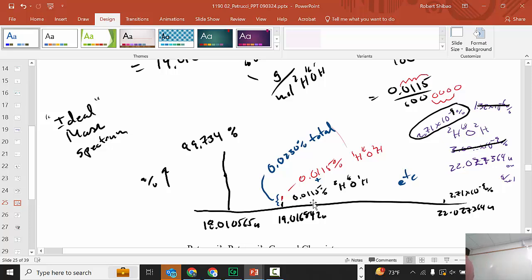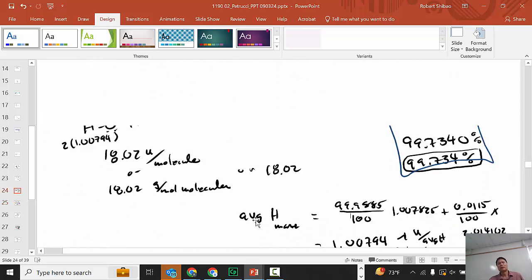Now the mass, we can be more precise because the masses are known to 6 decimal places. So this is the mass that people calculated this morning, 22.027364 U. So see if you're getting the same. Just make sure you're getting the same.